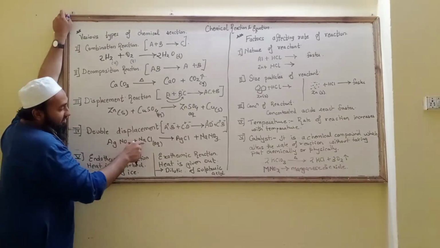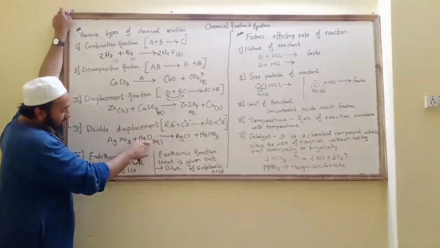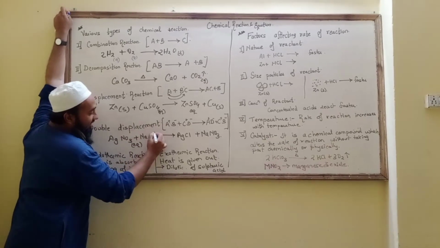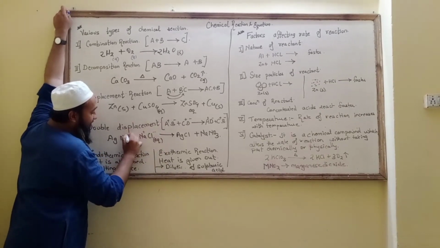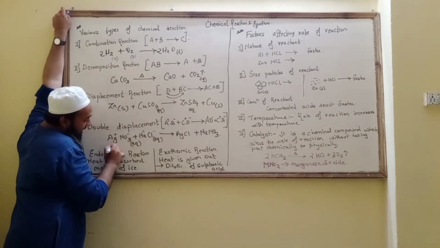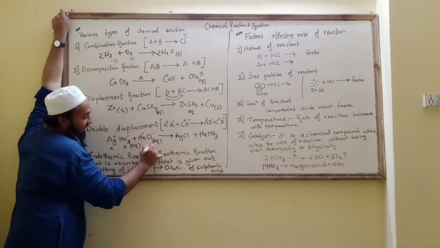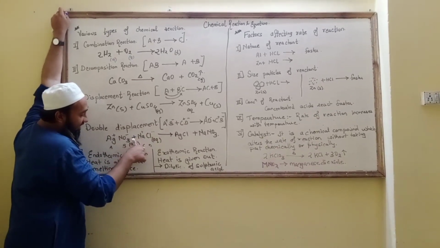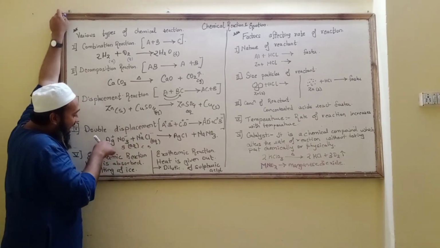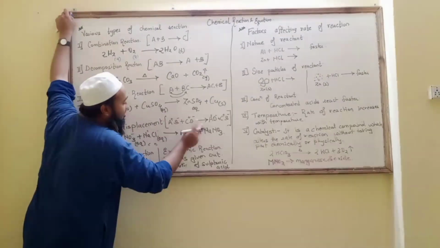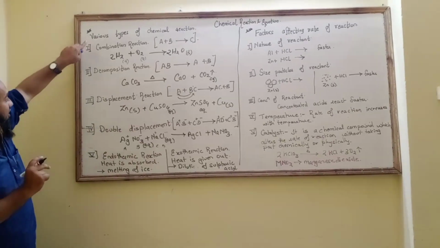An example is silver nitrate plus NaCl, sodium chloride. Here Ag, being positive, combines with the negative part. This is A, B, C and D. A will combine with D, so C is getting displaced with A and B is getting displaced with D. Therefore it is a double displacement reaction. So these are the four types.